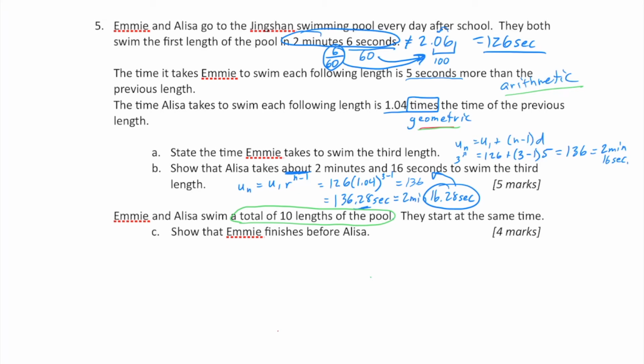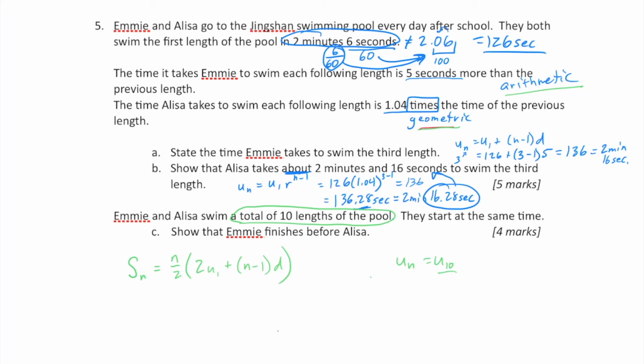So what we need to do here is first work with Emmy. Emmy was arithmetic, and so we need the sum of the first 10 lengths. There are 2 equations for that, but we are going to use the first one, Sn equals n over 2 times 2u1 plus n minus 1 times d. The reason is that the other equation requires you to have un, and un here would be the 10th length.